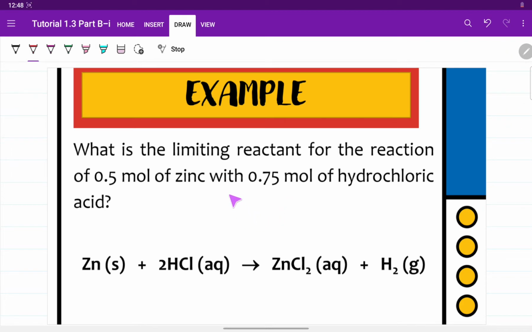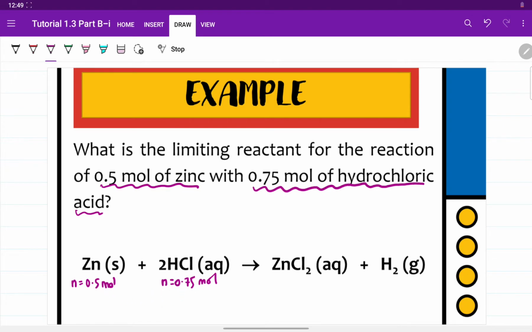This is the equation given to you and this equation is already balanced. Now, kita tulis maklumat yang kita ada. So, the information that we have here is, kita ada 0.5 mol of zinc. So, kita letak n sama dengan 0.5 mol. n adalah number of mole. And then 0.75 mole of hydrochloric acid. So, number of mole 0.75 mole. Jadi, untuk soalan ini, kita dah settle. Kita dah ada number of mole. Nanti awak tak perlu kira lagi number of mole.